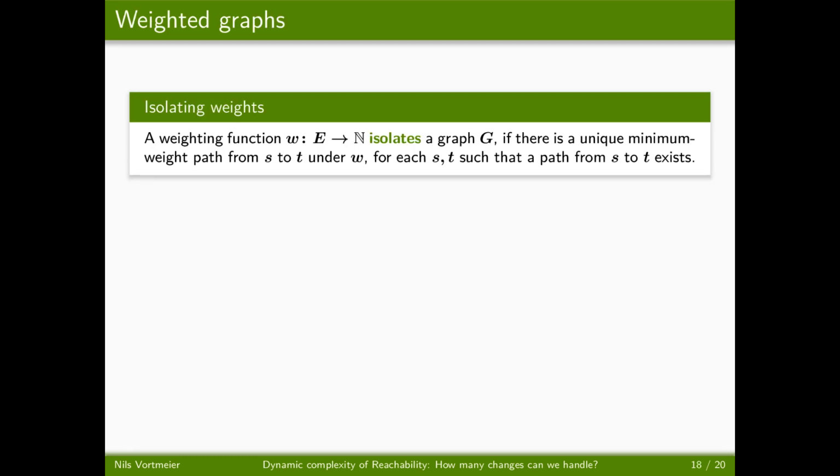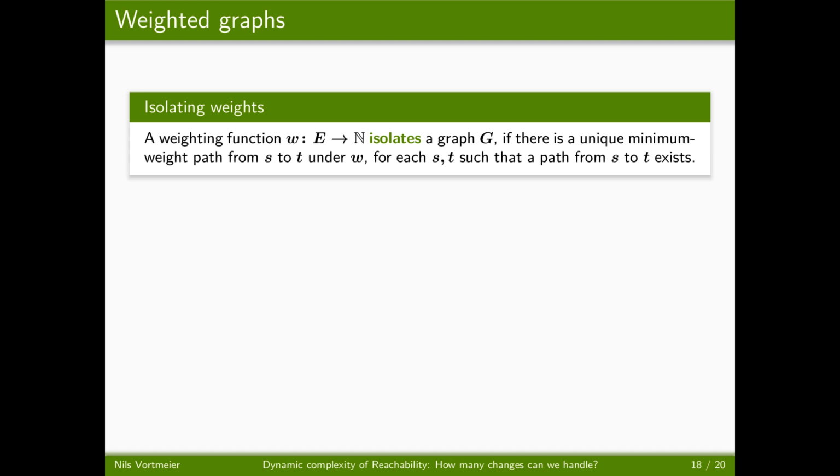length i. To achieve this, we now consider weighted graphs. Especially interesting for us are weighting functions that isolate a graph. Such an isolating weighting function maps each edge of the graph to a natural number, such that for each pair s, t of nodes, the following holds. If there is a path from s to t at all, then there is a unique path that has minimal weight under the weighting function.